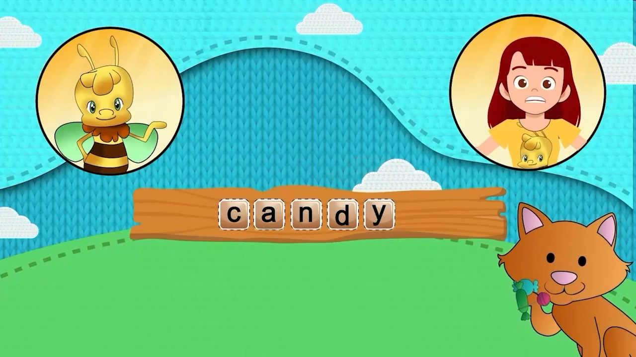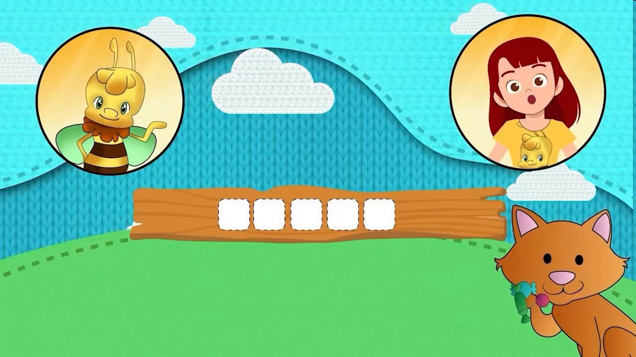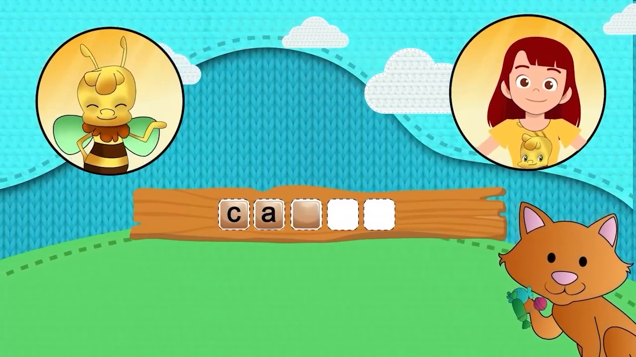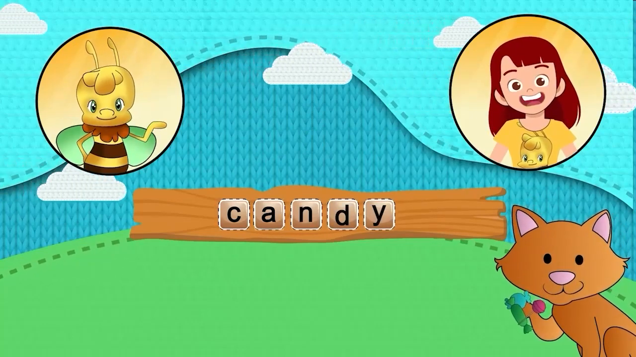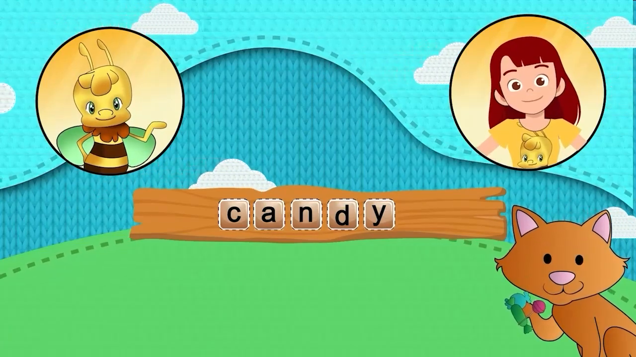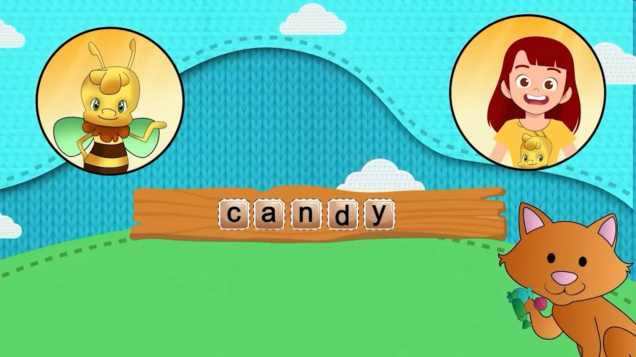C-A-N-D-Y. Yummy. This time, let's spell candy with cat. Come on, everyone. C-A-N-D-Y. Thank you, cat, for spelling and sharing your candy with the group. It was the perfect way for us to learn how to say K.